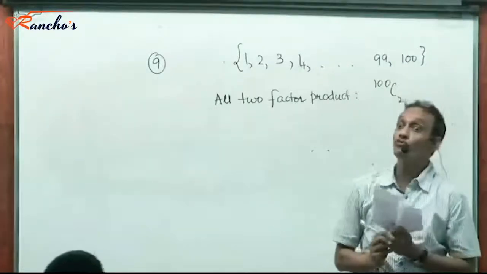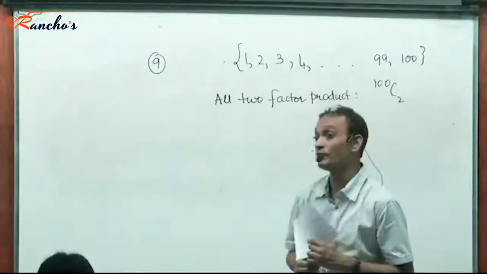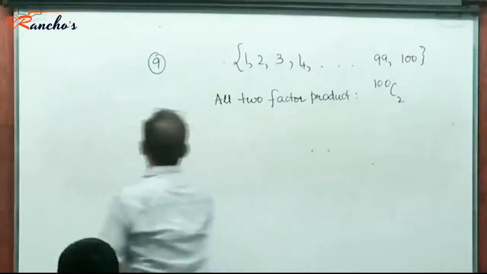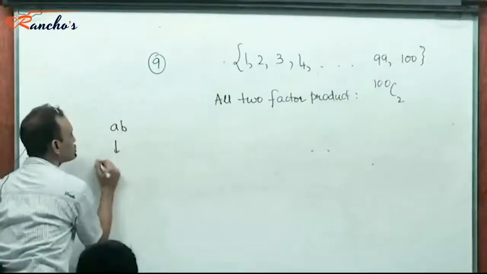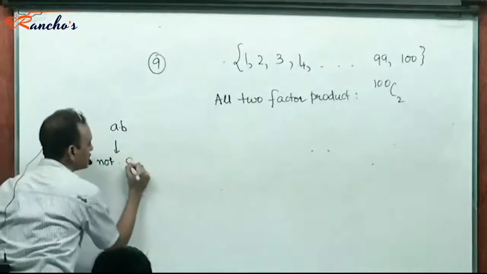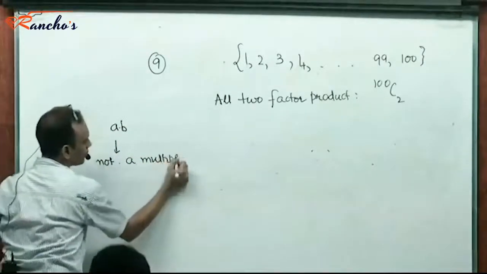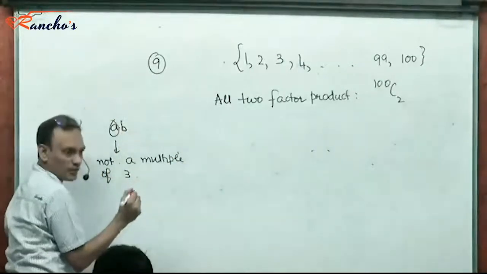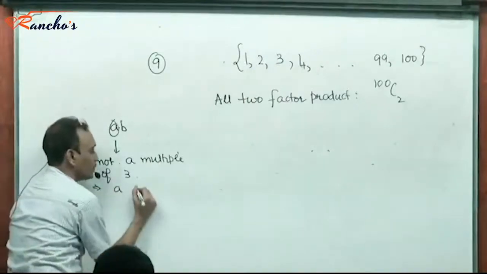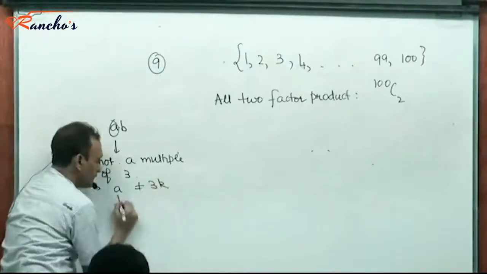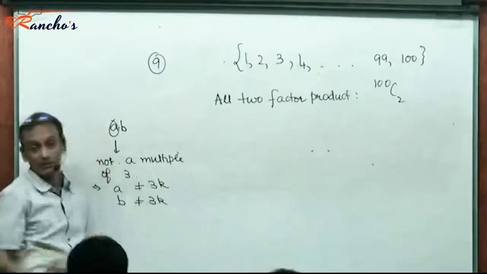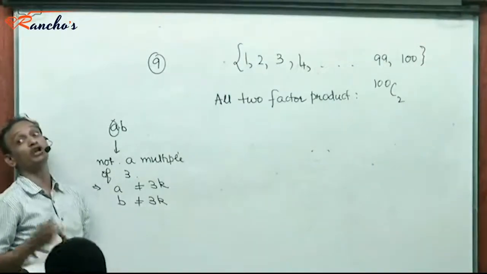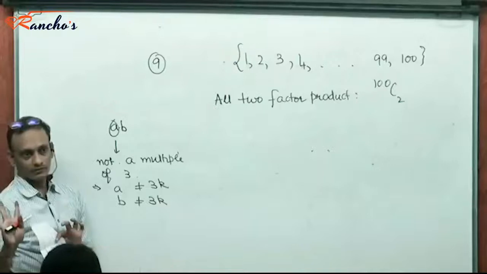Now, instead of finding all that are multiples of 3, let me find those that are not multiples of 3. See, if AB is not a multiple of 3, if A into B is not a multiple of 3, it means A cannot be a multiple of 3 and B cannot be a multiple of 3. So this would mean A not of the form 3K, B not of the form 3K. A and B are not multiples of 3. So let me find out all those two-factor products that are not multiples of 3. You know what I'm saying?